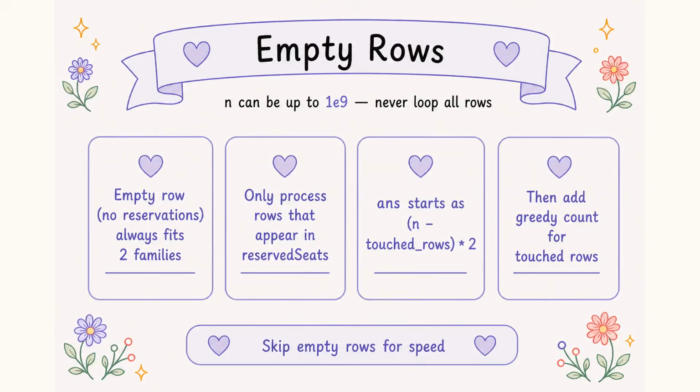Important. N can be up to 1 billion, so never loop every row. An empty row with no reservations always fits 2 families. Start the answer as 2 times n minus the number of touched rows. Then only process rows that appear in reserved seats.